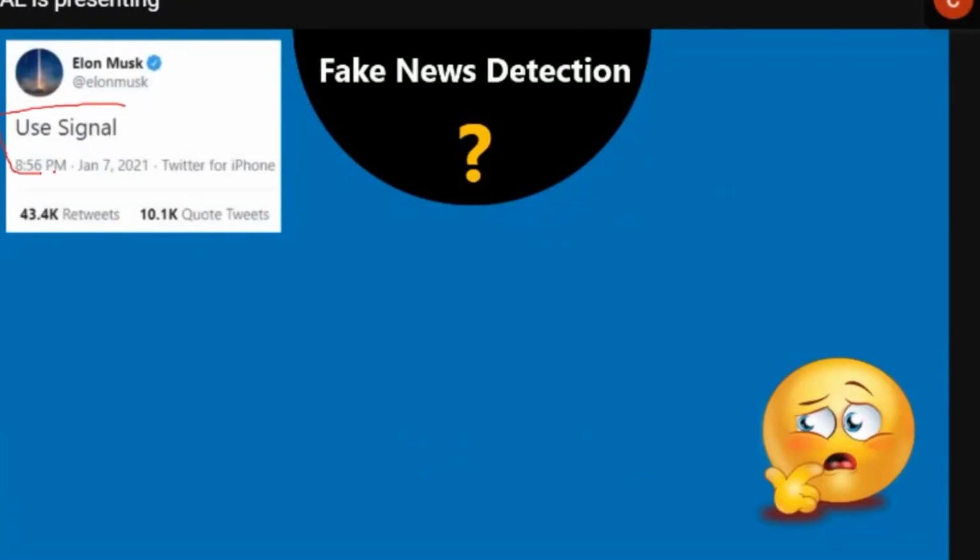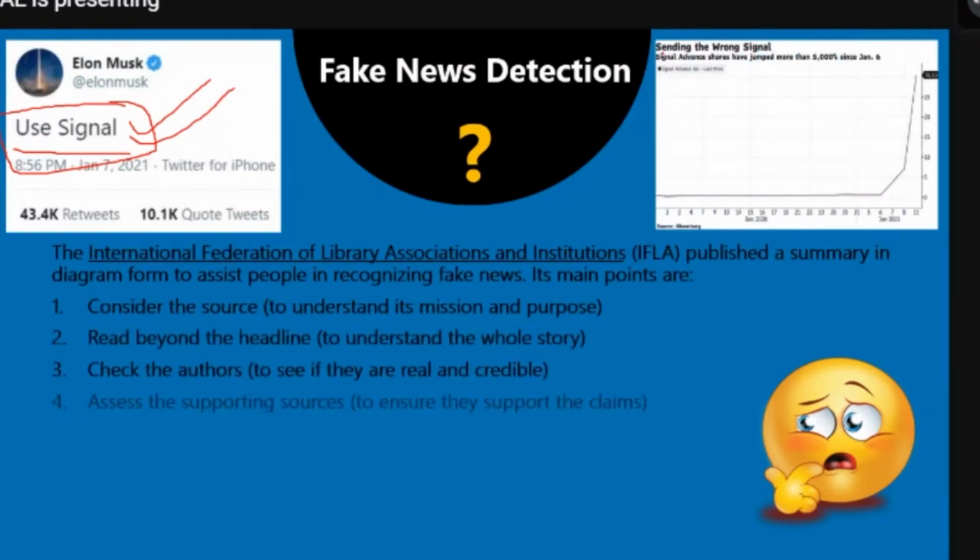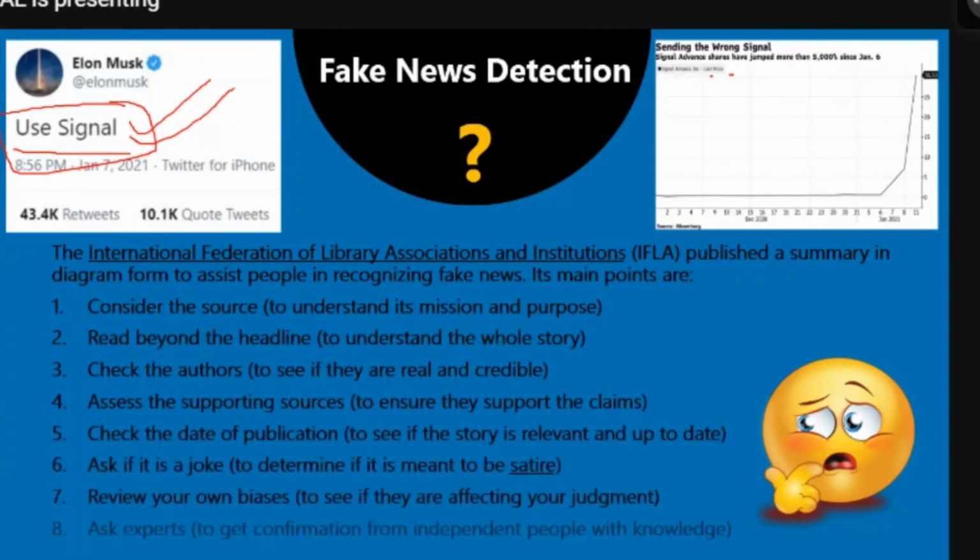Anybody know the truth of this word? What does this word do? Actually, we are following Elon Musk, and whatever he is doing, we are following that part. So what it does is, I think, okay. So it sends some wrong signal to some other company. There is some company named Signal Advance. Its share rapidly increases to 5,000 times.